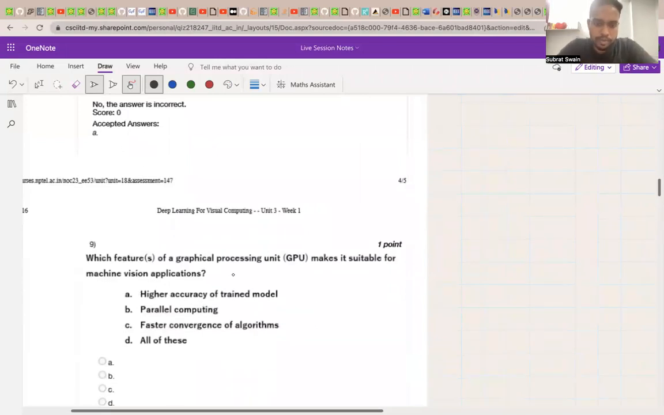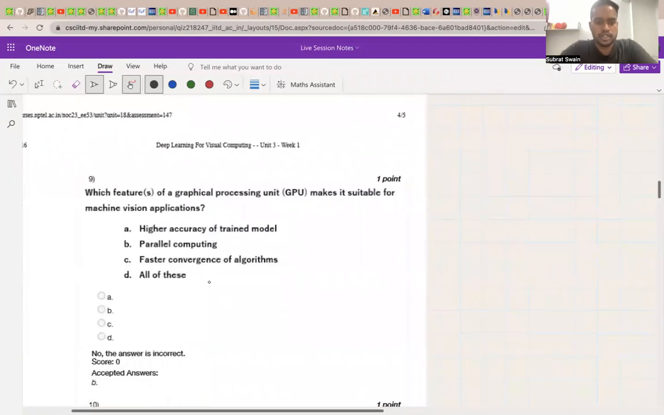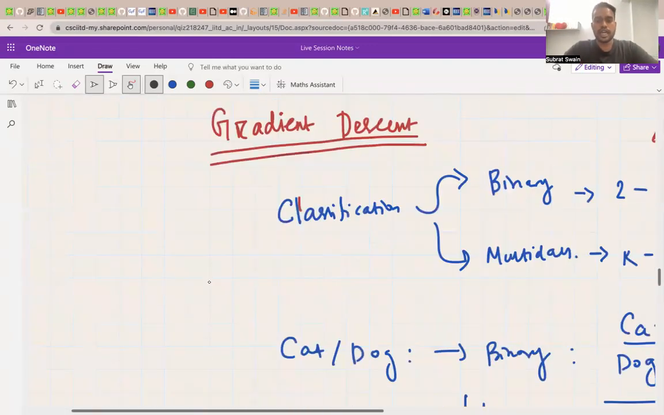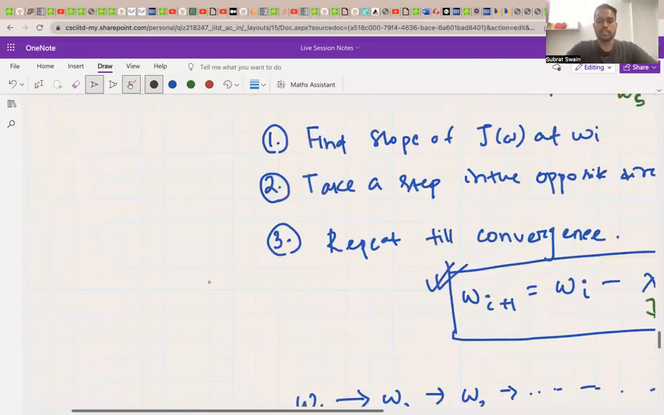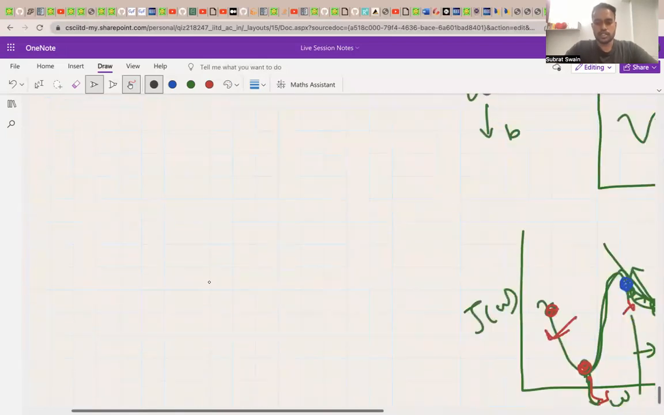Which features of a graphical processing unit make it suitable for machine vision applications? When you look into a CPU, it has cores which do serial jobs, but GPUs do parallel computing. So what they are doing is, if you're calculating and multiplying all this, where is it?